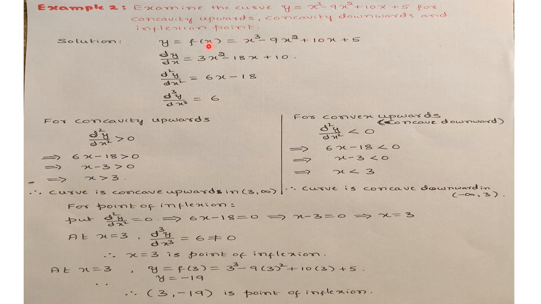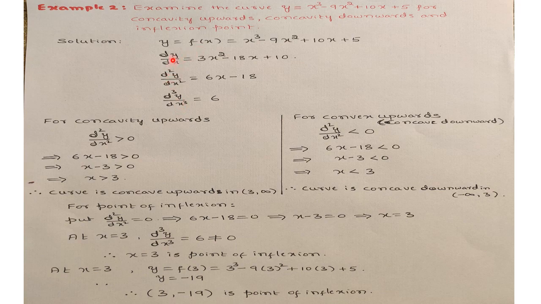Here instead of writing f dash, f double dash, I have written dy by dx. Both are the same. F dash of x is equal to dy by dx, f double dash of x is d square y by dx square, and f triple dash of x is d cube y divided by dx cube.